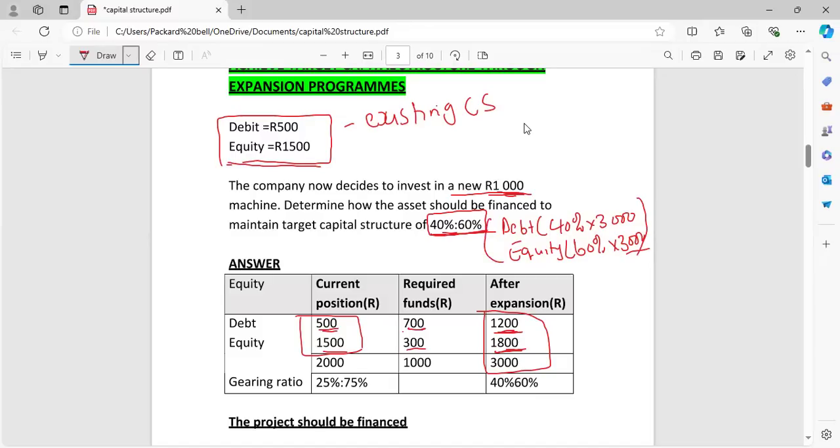So what I'm saying here is, if there is an expansion program, the first thing is to look at the existing capital total. Like in our case, it is 2,000. That's the existing capital. Then when we have a new project, we are going to add the new project. Then it is going to give us 3,000 after the new project. So you want to share based on the target capital structure. So debt is going to have 40% of this, equity is going to have 60% of this after the expansion. So the difference between the two is what you are going to take from each capital, which means here we are going to have 700 from debt and 300 from equity.